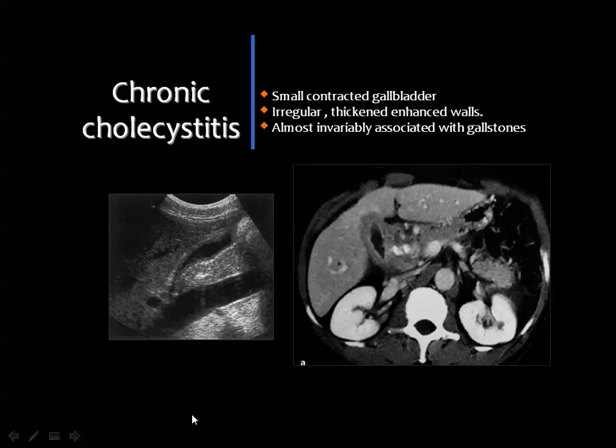And of course, if you see a gallbladder which has become contracted and small, and the wall is thick and irregular, with the presence or the absence of biliary calculi, then you think that you are dealing with chronic cholecystitis. Actually, I will discuss the biliary problems in full detail in a separate lecture, which will deal with biliary tract imaging.